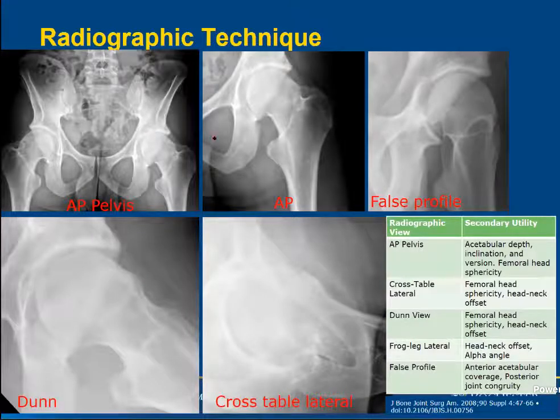The AP view of the pelvis or AP view of the hip is useful for assessing for acetabular coverage, as well as whether or not you have acetabular retroversion or anteversion. And then our false profile and cross-table lateral views are useful for assessing the posterior joint space, to assess anterior coverage of the femoral head, and also to get a good sense of the head-neck junction. So you're trying to synthesize a three-dimensional structure by performing as many views as possible to synthesize this information on radiographs.